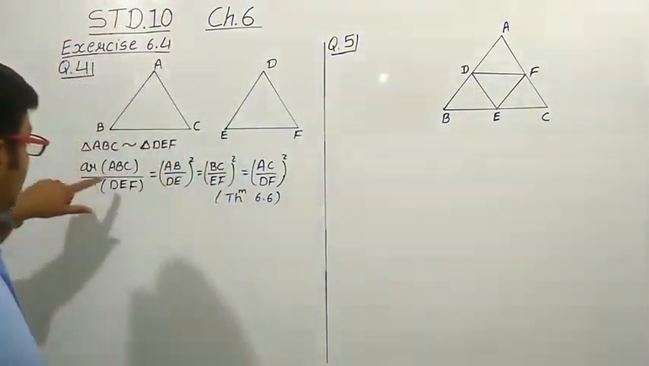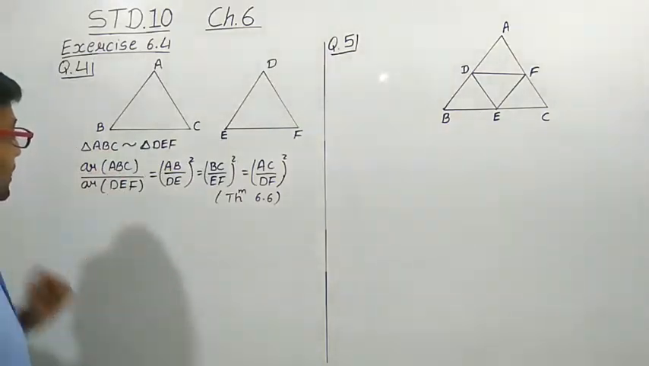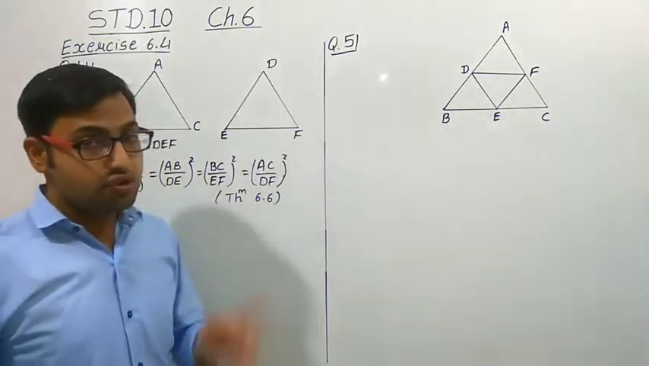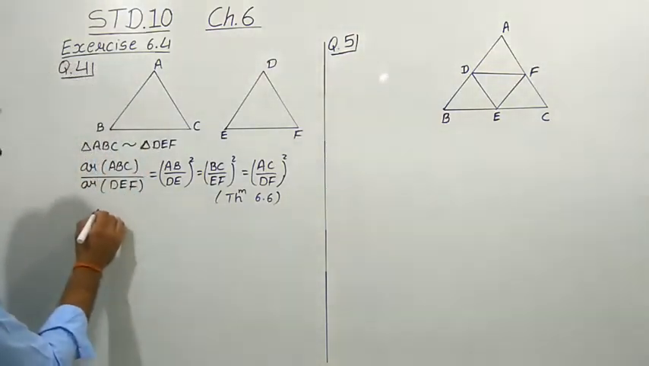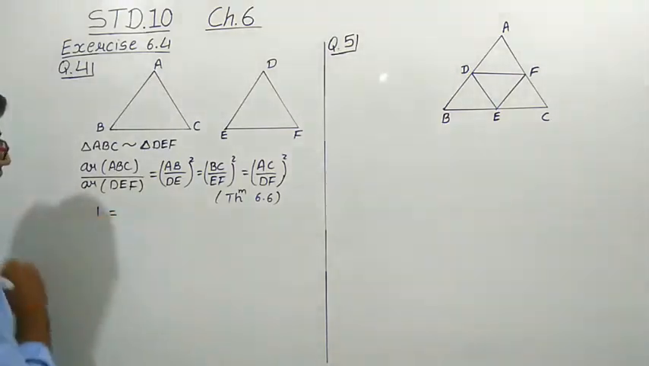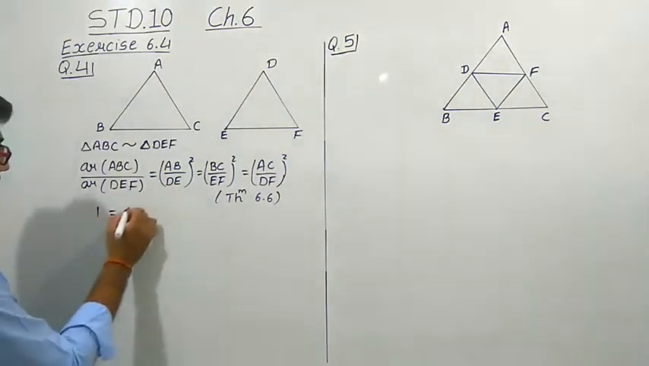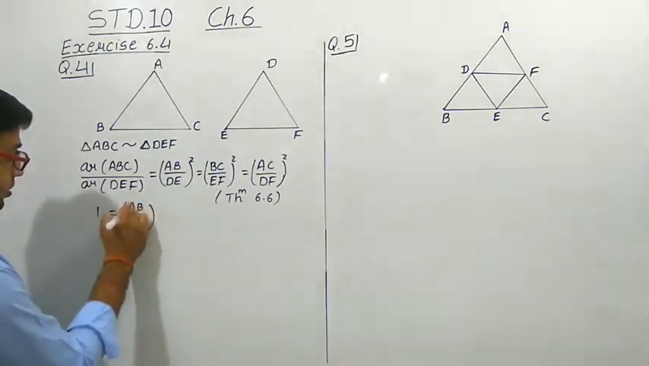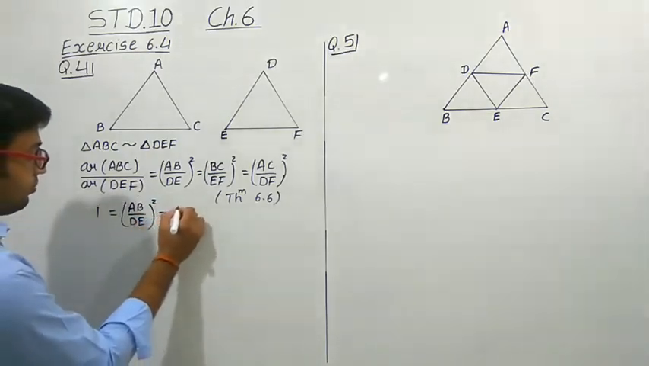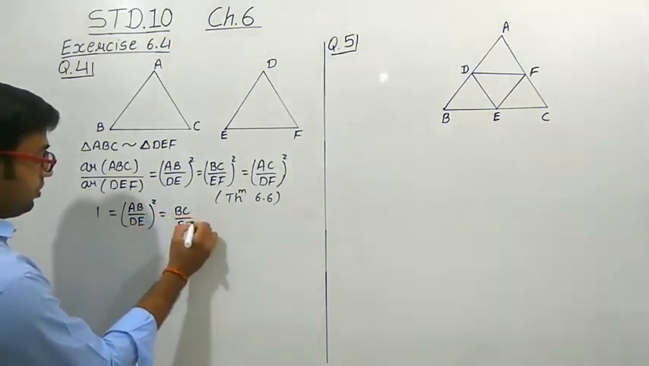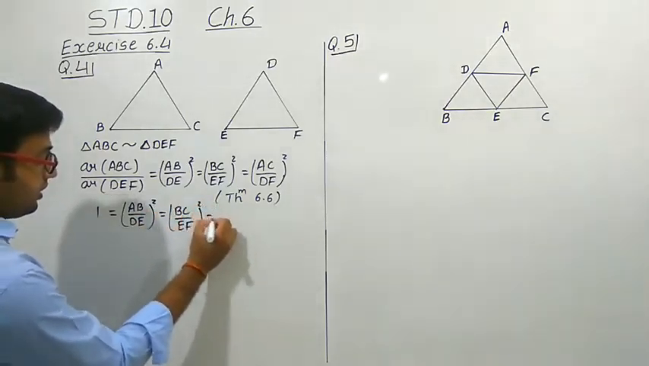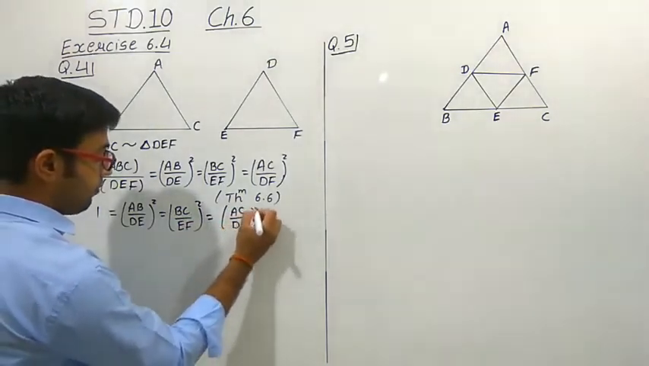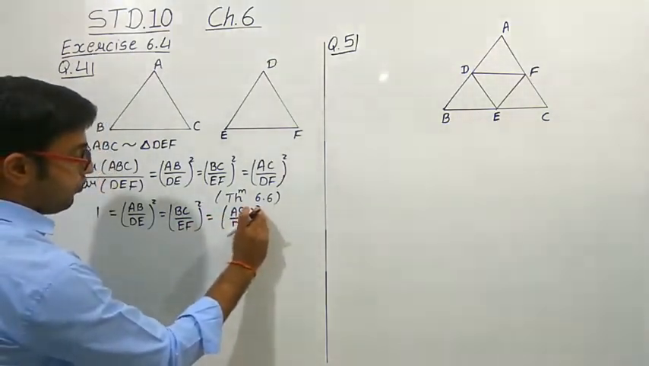Now, one more thing we are given is that the areas of both the triangles are equal. That means whatever the area of ABC is, that is equal to the area of triangle DEF. So the same things are there in the numerator and the denominator. When we cancel them, we get 1 here. So the right hand side will remain as it is, that is 1 equals AB upon DE whole square, equals BC upon EF whole square, and that is again equal to AC upon DF whole square.